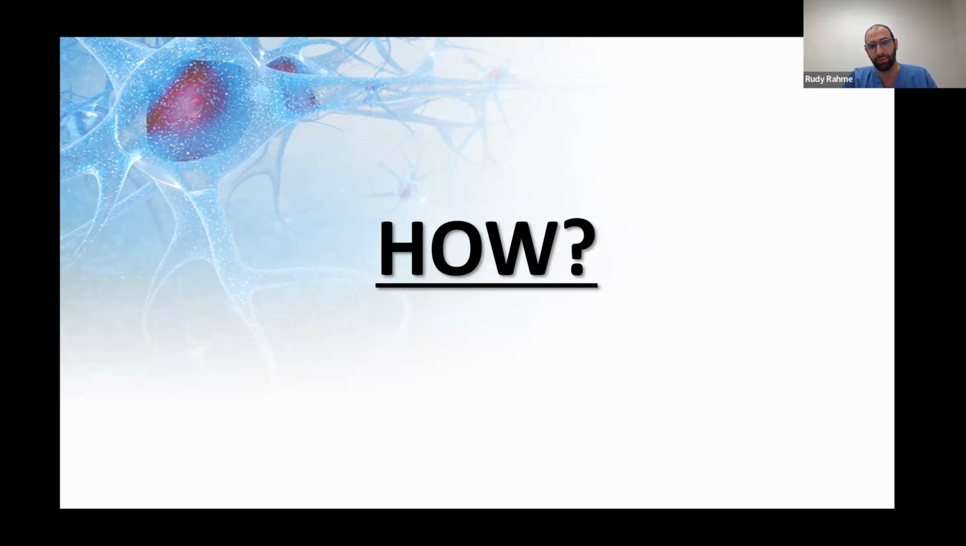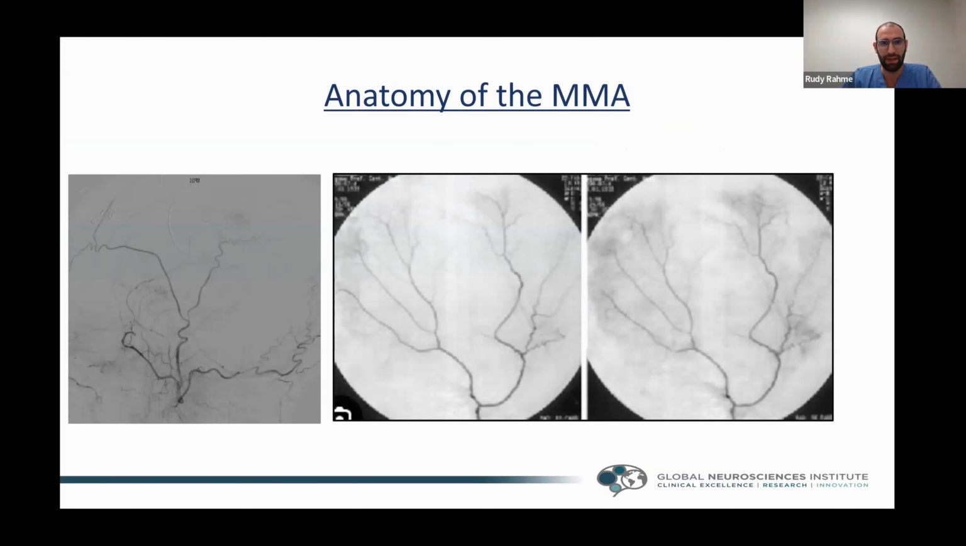Finally, the final section is how. So we know it works. We know when to do it. The question is, how do we do it? First thing first, we have to know the anatomy of the middle meningeal artery. You have to know the anastomosis. You have to know what you're looking for. You have to know what you're trying to avoid.